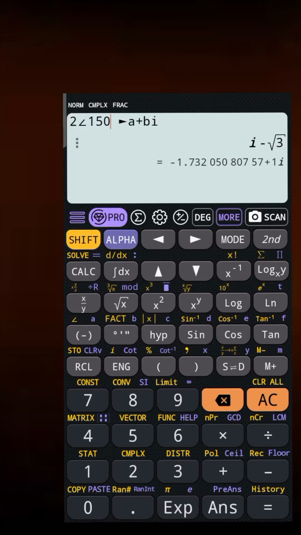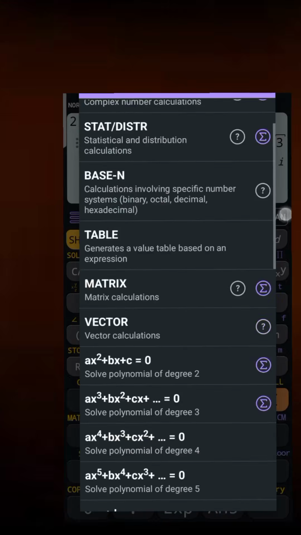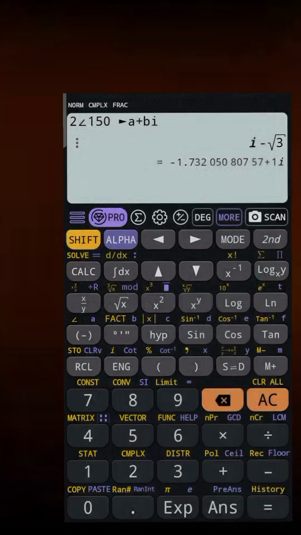Before you start anything with your calculator, you must set the calculator to complex number mode, which I've shown you before. You go to the mode, tap it, and you set it to complex, CMPLX, and then you are good to go. So that's it for this particular trick.